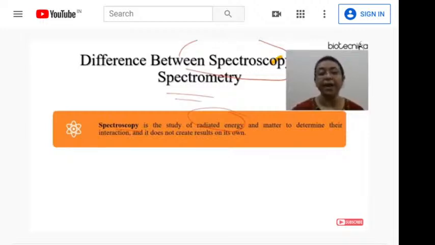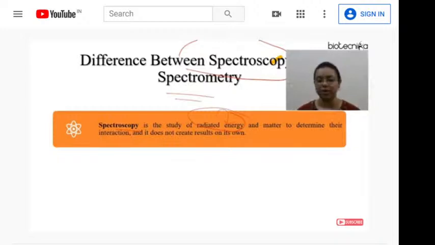Matter to determine their interaction. And definitely the result, the output that we get out of that, is not created on its own. We have to input the concept of this radiation energy to this. It's much more of physics, we can say.